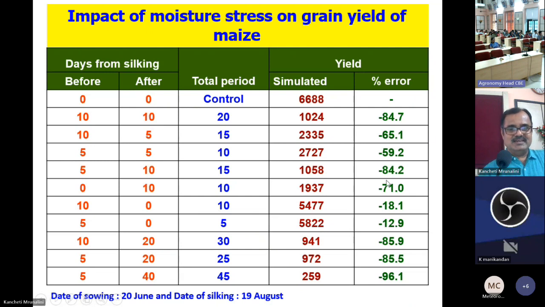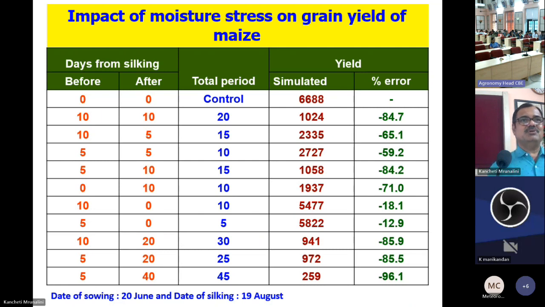Now you see the highest yield reduction. That means 5 days before silking and 10 days after silking are more crucial for moisture stress. If moisture stress goes below 50%, then the reduction will be very high. Now you see 10 days before silking, 10%, after silking 0, that means no stress occurs. Very little reduction. 5 days before, 10 days, very little yield reduction. That means before silking has not much influence on the reduction in yield.